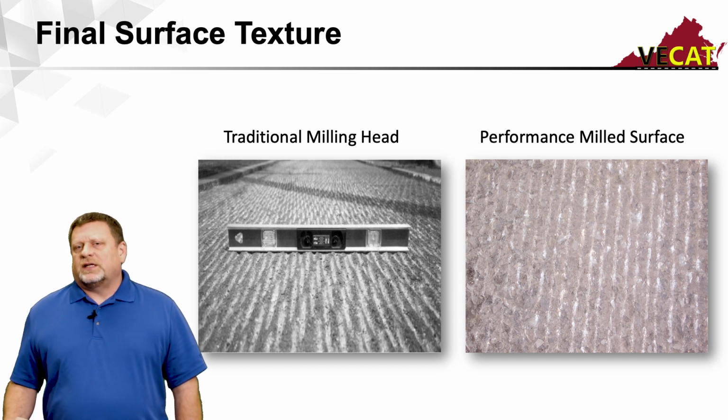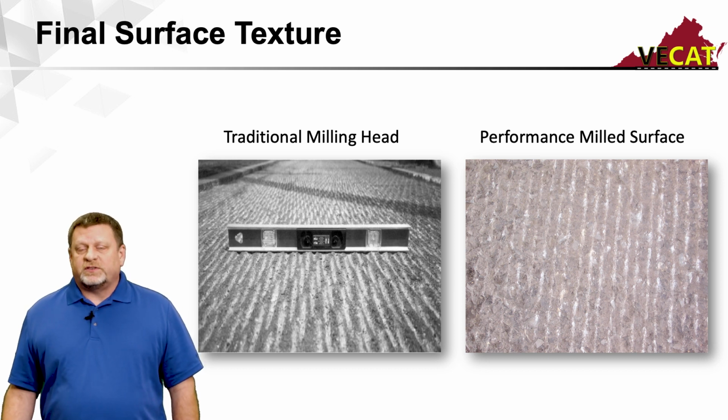And we're beginning to see a lot more of these performance milled surfaces in Virginia, because we're fortunate that Virginia offers ride bonuses a lot on their primary and interstate pavements. And in order to get the smoothest ride possible, you want to be placing on the smoothest surface you can and leave behind from the milled surface. So these performance milled drums work well.